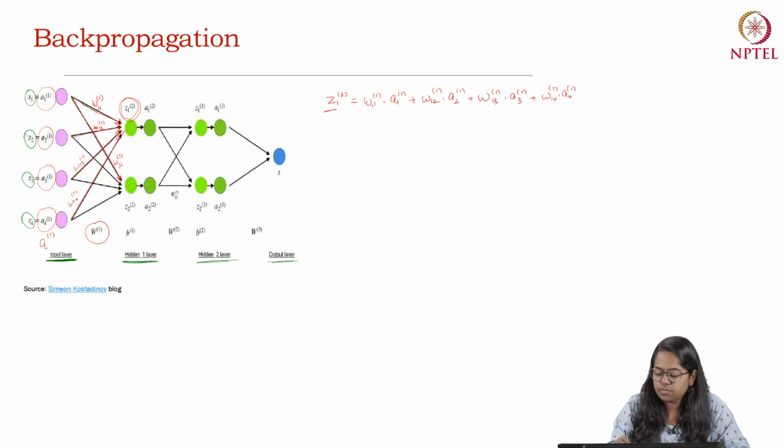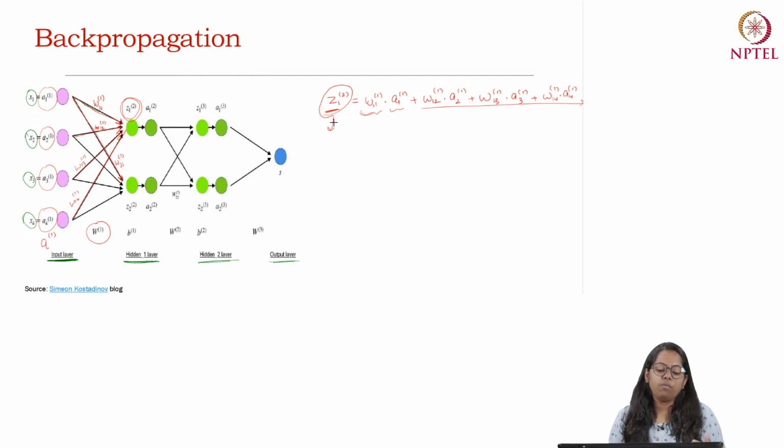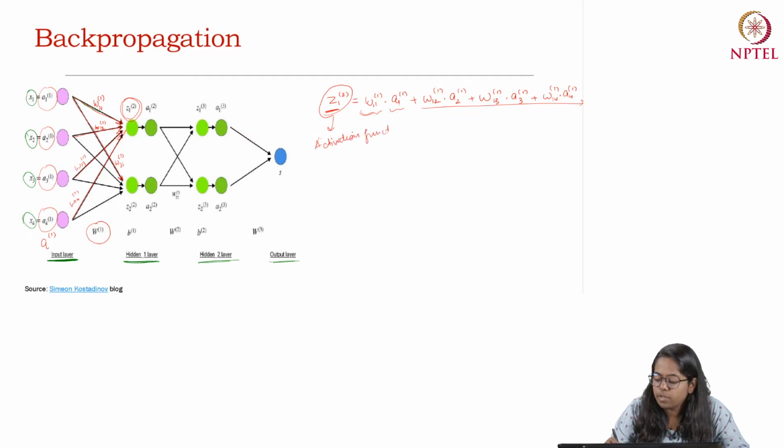Now, since all of these are real numbers, we would get a real number for this Z1. But since it's a perceptron, we might want the output value for this perceptron to be a Boolean variable. So we have something called activation functions, which is basically a transformation of this aggregated sum into an activated value.